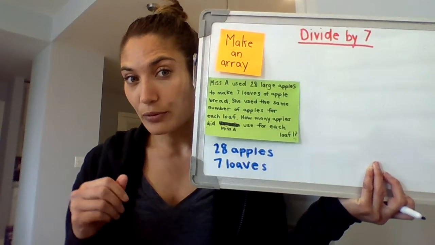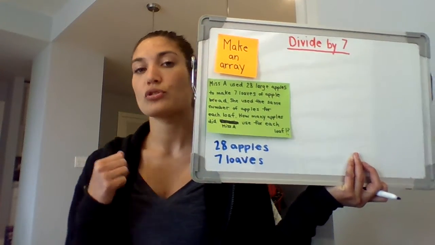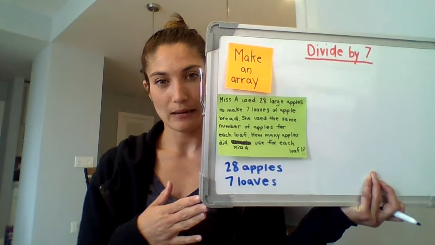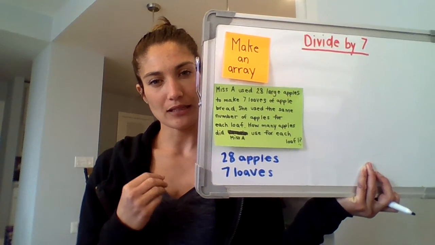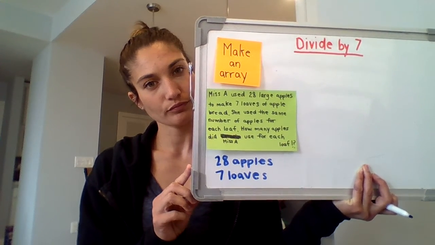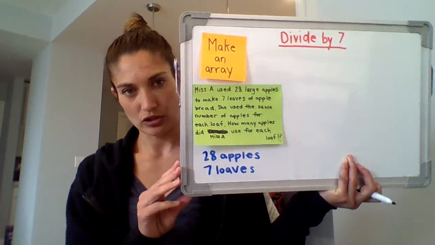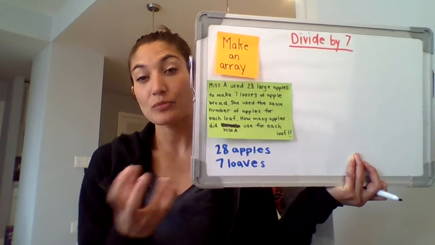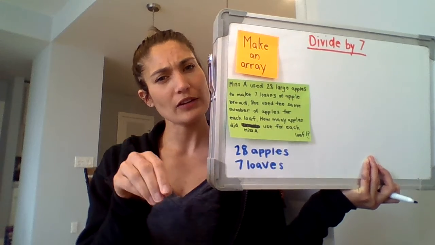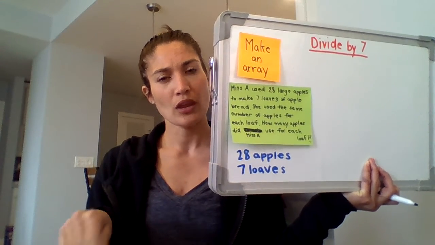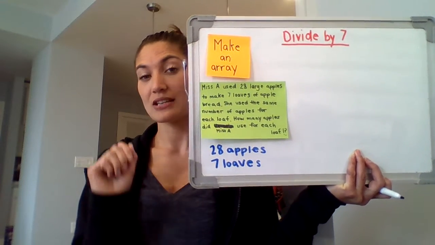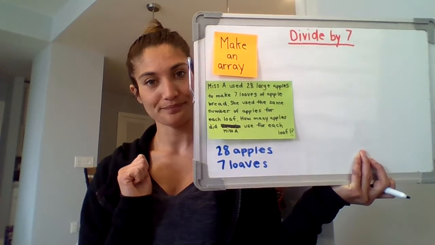Now, I see the keyword each. We know each is usually a signal to either multiply or divide. Right now in your mind, tell me, am I going to be multiplying these numbers or dividing them? Are you thinking division? Then you are correct, right? Because we know how many apples I have, we know how many loaves, but we're trying to figure out how many are in each. So who can tell me what my division sentence is here?